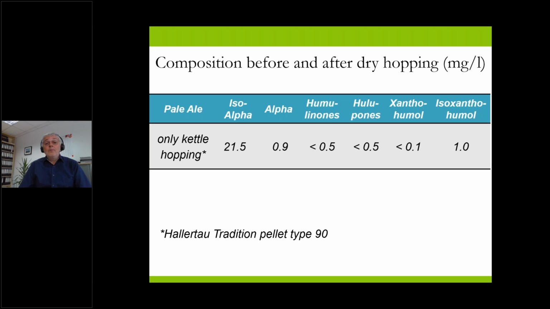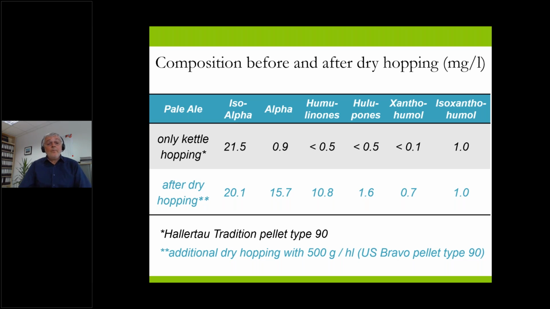You see no humulinones, lupulones, xanthohumol in this beer, or they are below the limit of detection of the method. You have traces of alpha acids, and you have iso-alpha acids and isoxanthohumol. Iso-alpha acids are built from alpha acids during wort boiling, and isoxanthohumol is built from xanthohumol during wort boiling. And after dry hopping, here we did additional dry hopping with 500 grams per hectoliter of the US variety Bravo, also pellet type 90.